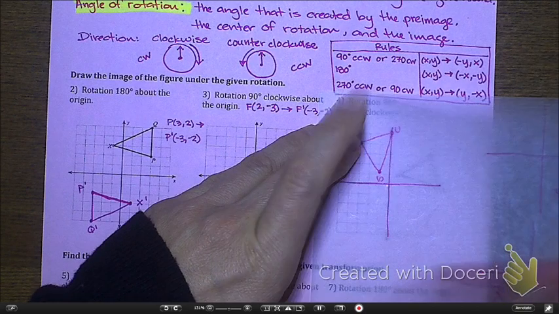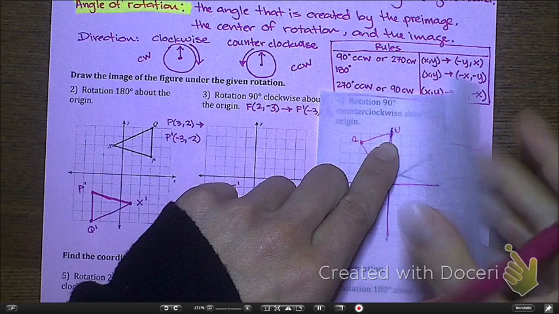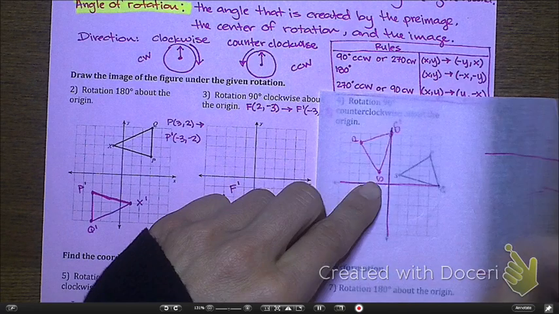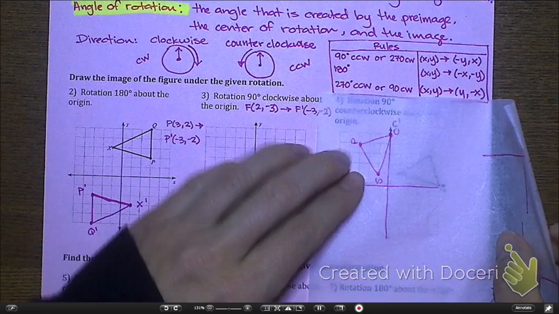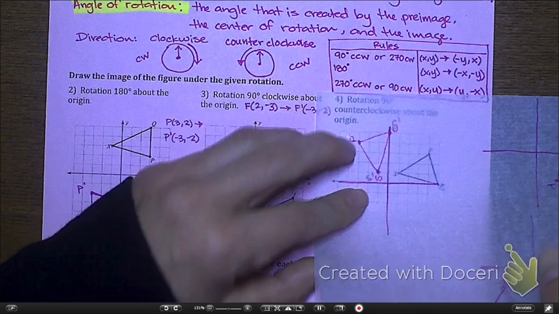That's not a U. What letter is that originally? C. Okay, S was there. And then P's over here.